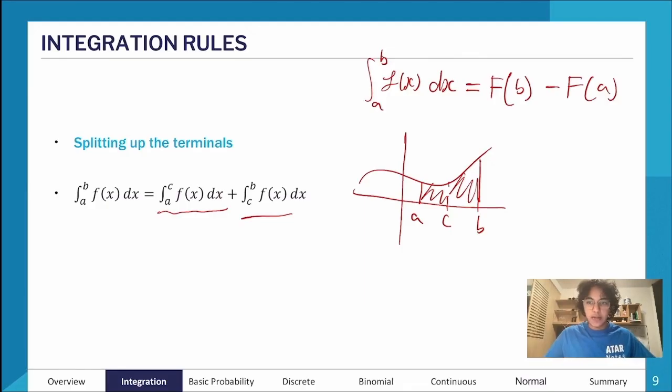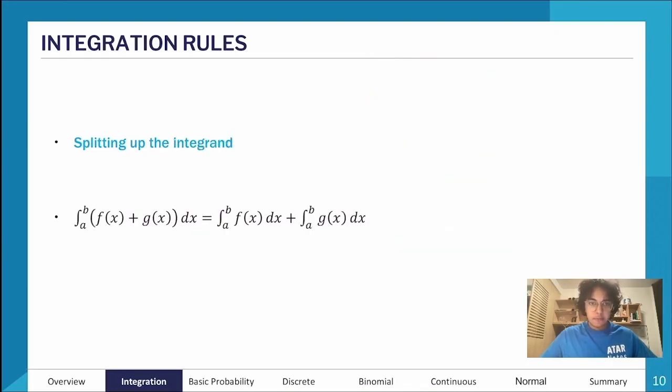We'll talk a little more about area under the curve when we talk about definite integrals. So if you're a little bit lost on this part, don't worry too much. Just know that you can split up definite integral terminals like so. I'll touch on this again when we do a definite integral question.